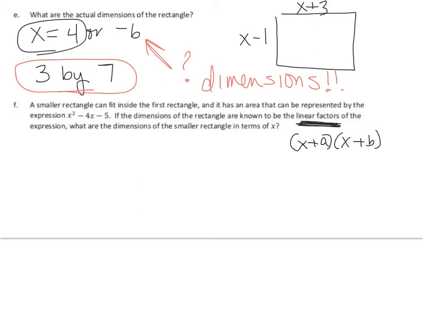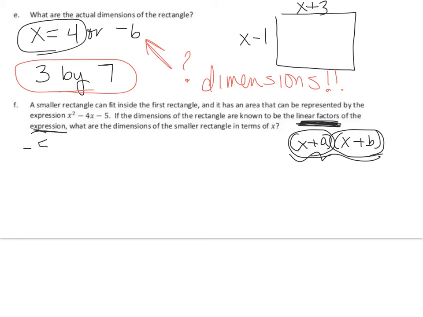So I have, if the dimensions of the rectangle are known to be the linear factors of the expression, here we have the linear factors of the expression. This right here, if I graphed it, would be a line. That would be another line. Okay, so in the last problem it said the product of the binomials. In this problem it's saying the linear factors of the expression. So I know I need to factor this.